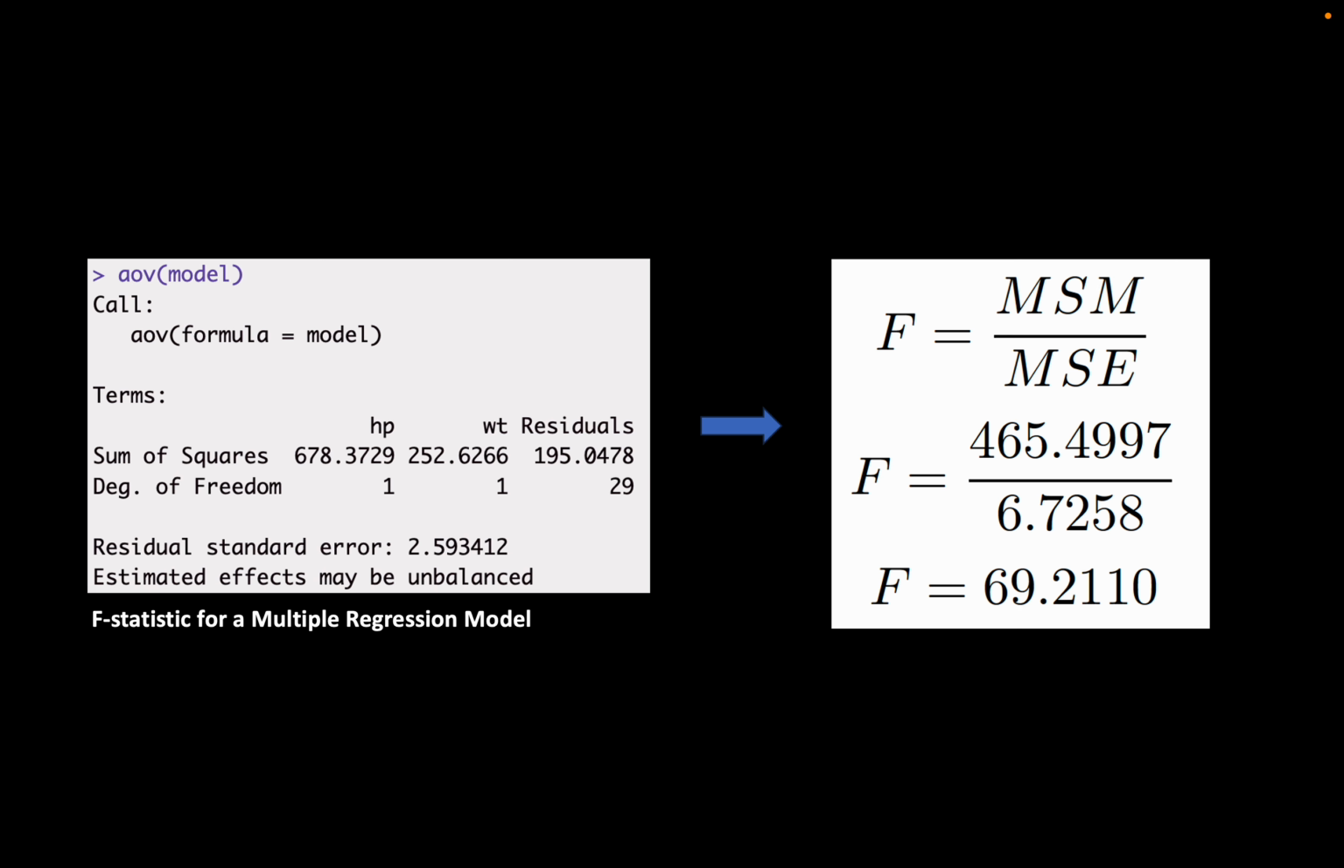Next, we are computing the F statistic, which represents the ratio of the variances of the model and the error term. In this case, the mean squares model from the previous computation is 465.4997, while the mean squares error is 6.7258. The F statistic is therefore 69.2110. We can compute a p-value corresponding to the test statistic, given that conditions such as normality hold, using an F distribution with k, which is 2, and n minus k minus 1, which is 29, degrees of freedom.